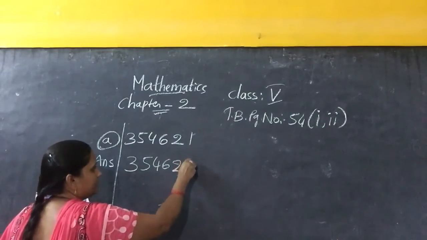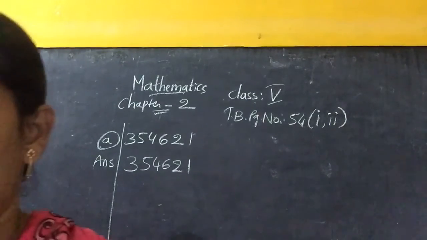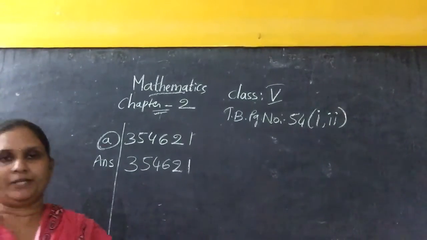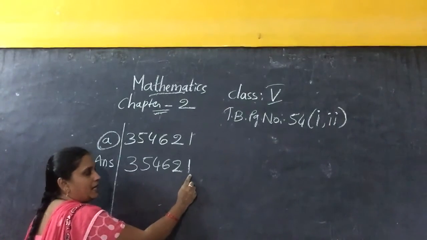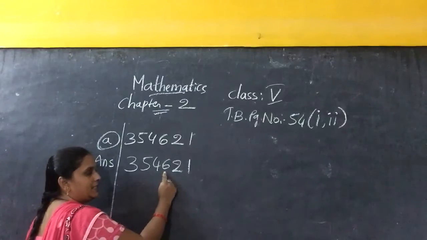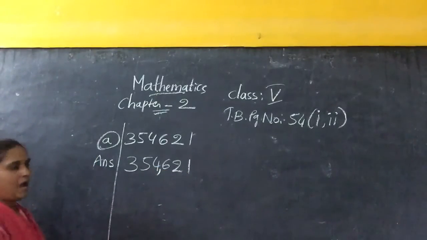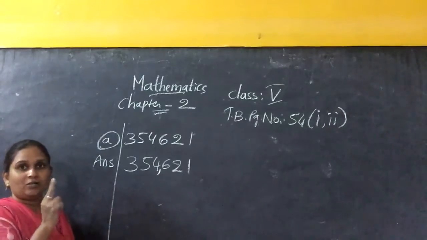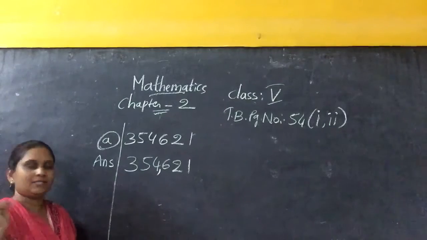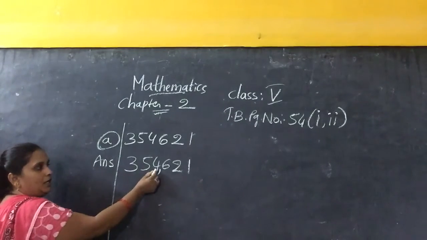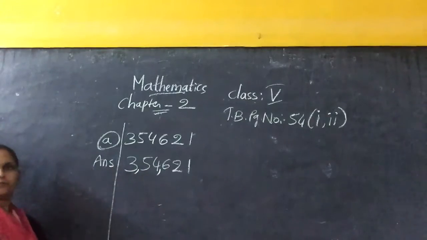According to the Indian system, we have to insert the commas. From your right hand side, leave the last 3 digits, 1, 2, 3, and put the comma. After that, leave 2 digits, 1 and 2, and put the comma. Leave 2 digits and insert the comma, children, however big the number is.